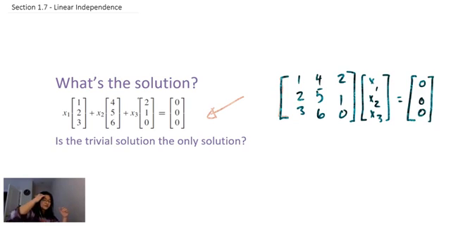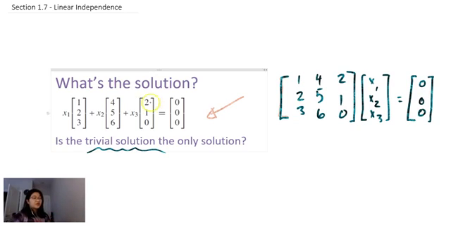What's the solution? Do we have a solution? What's our solution set? And is our trivial solution the only solution? So these are kind of like the big questions that we have. The existence of a solution. And if that solution exists, then it's the only solution. Because we know the trivial solution is going to work, but is there any other way?